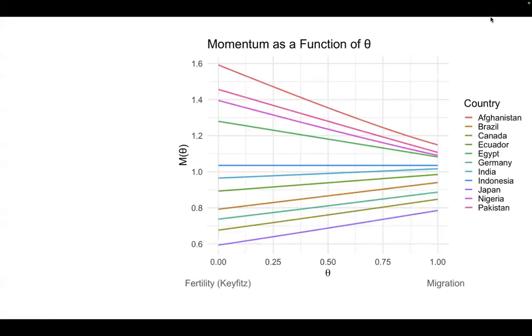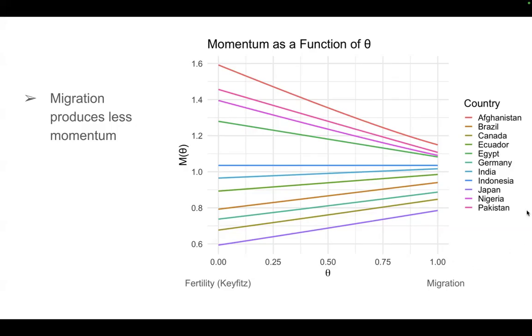Okay, this is kind of a lot on the screen right now. I'm going to walk through what's happening in this figure as an extension of what's happening with this theta parameter. On the x-axis, we have theta, this sliding scale. When theta is zero, it's the key fits fertility classic scenario. When theta is one, it's totally the migration scenario. But we can also have theta at any level in between. On the y-axis, we just have the momentum outcome as predicted by the equations.